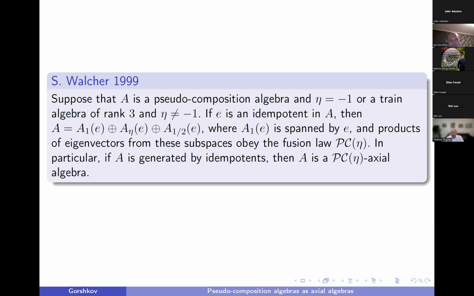For example, a big series of Matsuo algebras. And the question: does there exist non-Jordan and non-Matsuo algebras of Jordan type half? It is open. It's a very difficult question. But for train algebras and pseudo-composition algebras, we can invert this theorem. And this is our goal.